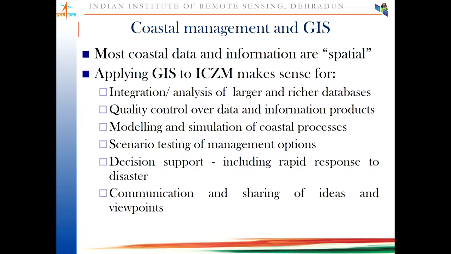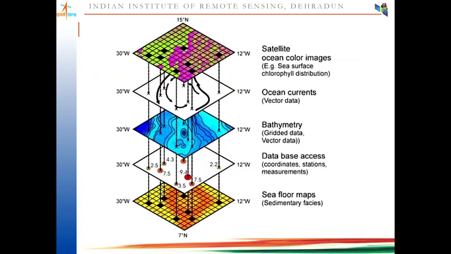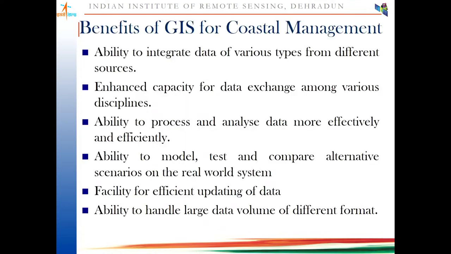And also communication and sharing the ideas and the viewpoints. You can see this is how the different layers work in a GIS. Here you can see at the top there is satellite data, let us say an ocean color image, the ocean current, the vector data, bathymetry, gridded data. And then there will be the coordinate measurement, station measurement, some particular point data you can see, and some particular parameter you have noted using certain instruments, seafloor maps. So all the maps, all the layers can be put together, and certain queries can be generated, and you can get better analysis in a coastal environment using GIS.